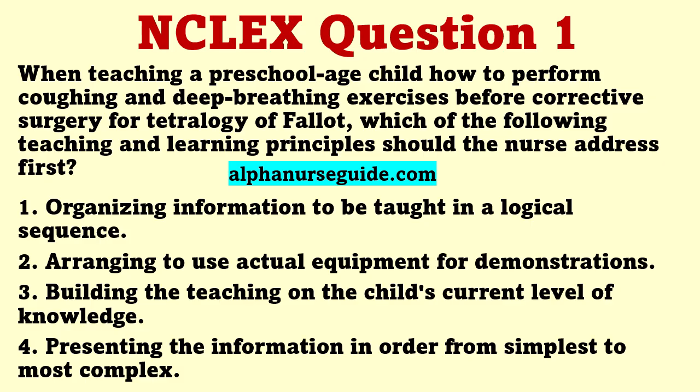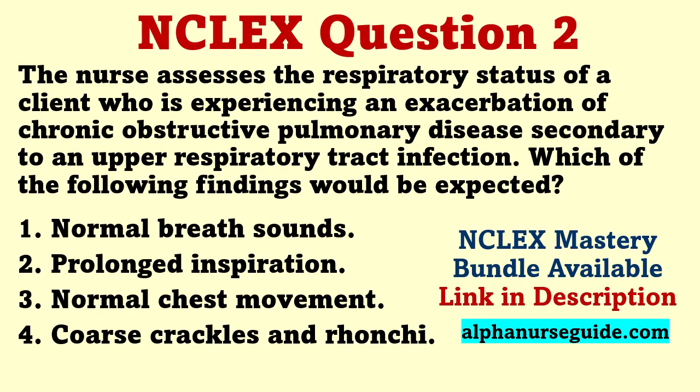The nurse assesses the respiratory status of a client who is experiencing an exacerbation of chronic obstructive pulmonary disease secondary to an upper respiratory tract infection. Which of the following findings would be expected? 1. Normal breath sounds. 2. Prolonged inspiration. 3. Normal chest movement. 4. Coarse crackles and rhonchi.